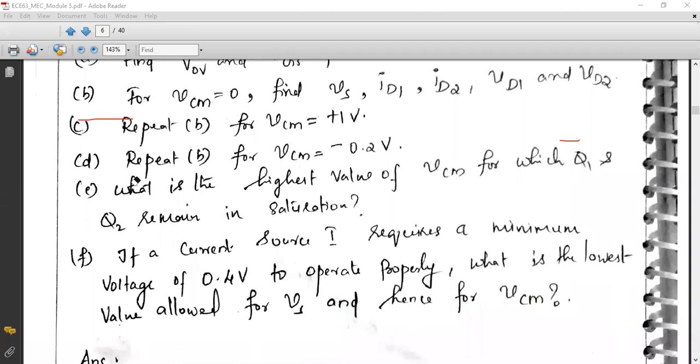So according to part E, we are going to find the maximum value of common mode voltage, and from part F, we are going to find the minimum value of VCM by finding the lowest allowable value of Vs. So again, let me repeat the question once again. Thereafter, we will see the solution.